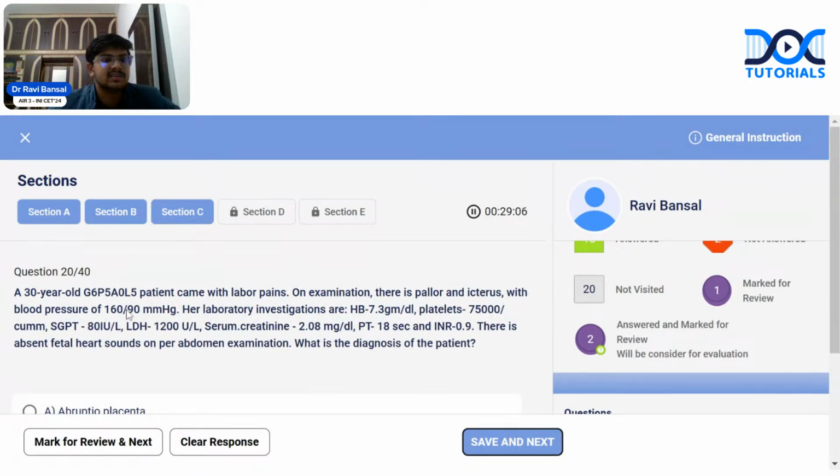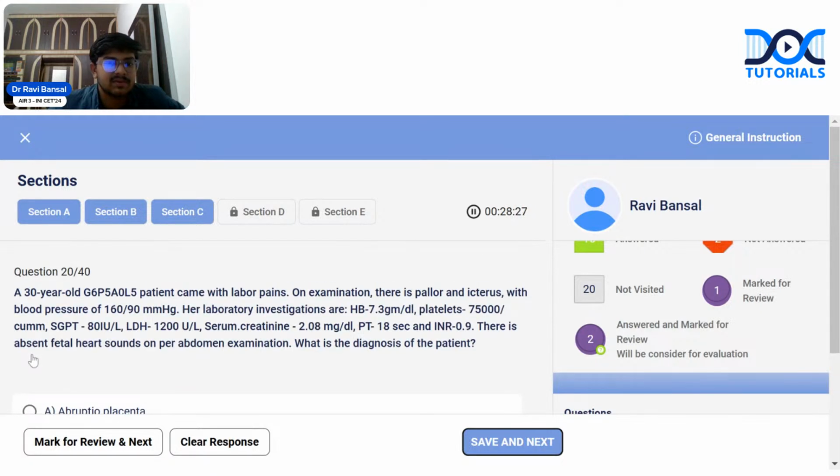Diagnosis of the patient: a 30-year-old G6 P5 A0 L5 patient. So, okay, came with labor pain. Examination: there is pallor and icterus with blood pressure of 160 by 90. Laboratory investigation: hemoglobin is 7.3. Platelets are 75K. SGPT and LDH are 1200. Serum creatinine is 2.0. Definitely, this is increased. PT is 18 and INR is 0.9. There is absent fetal heart sound on per abdomen examination. What is the diagnosis of the patient?